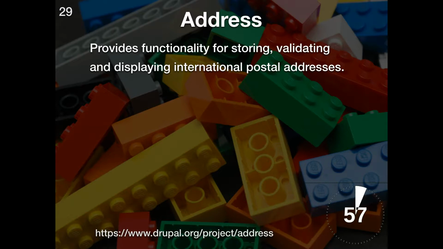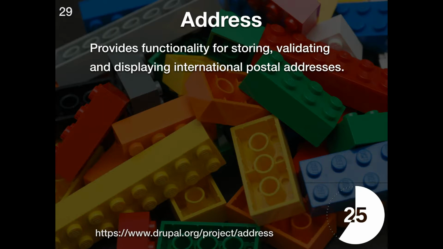Address. So if you need a formalized address, like a shipping address or house address or whatever, this provides functionality for storing, validating, and displaying postal addresses. And it has international support. You can configure it to collect certain things, so if you know everything's going to be in the United States, you don't have to have the country drop down.